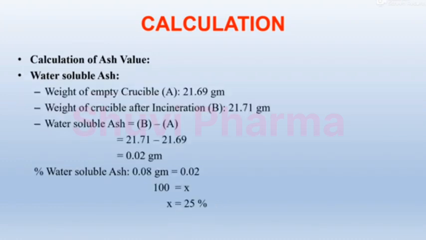So these are the calculations for water soluble ash. The weight of empty crucible was 21.69 gram. Weight of crucible after incineration was 21.71 gram. Water soluble ash was obtained by subtracting A from B. Then the value obtained was 0.02 gram. Percent water soluble ash obtained was 25%.